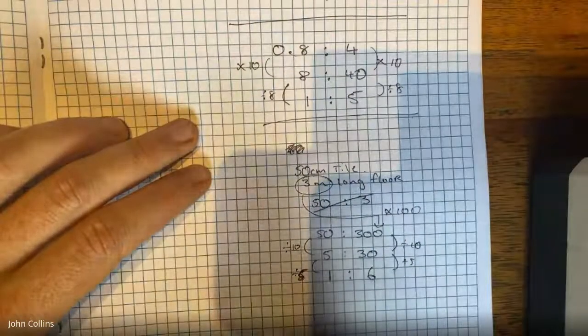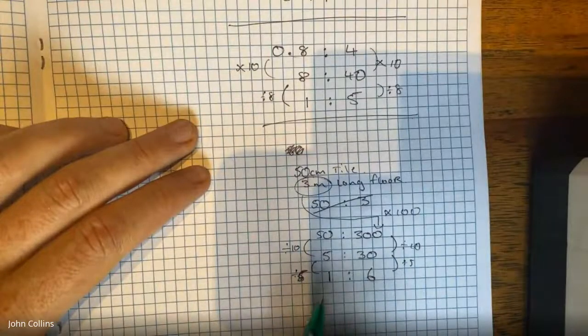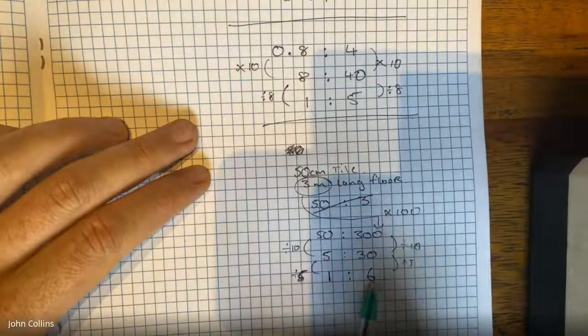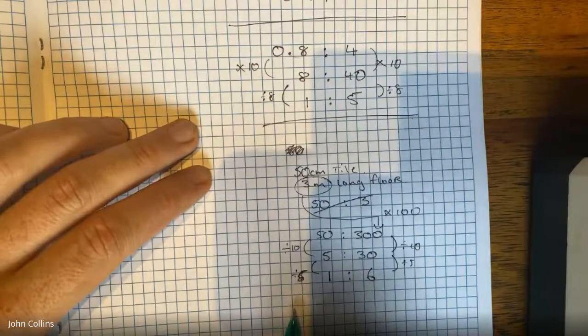So that means how many tiles will fit along that bit of floor? Well, 6 tiles, because the floor is 6 times bigger than the tile length, so we need 6 tiles to fill it in. That's how ratios could work for a real life problem.